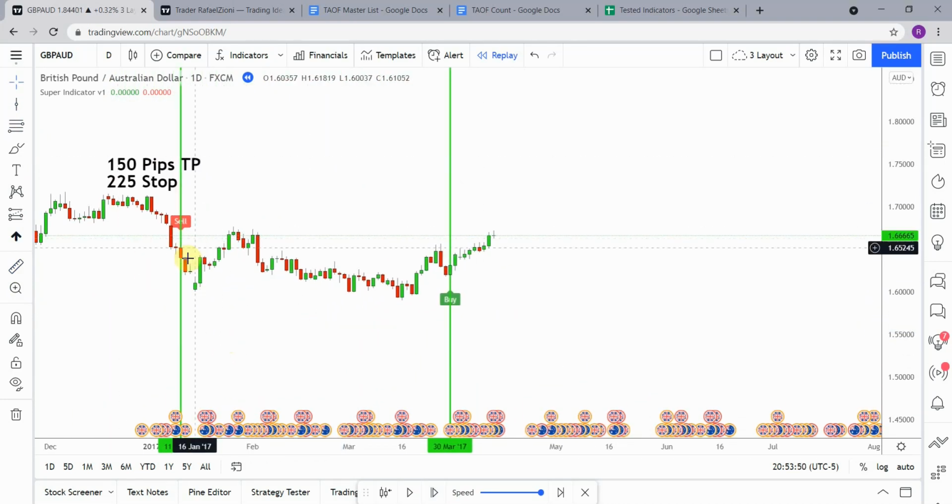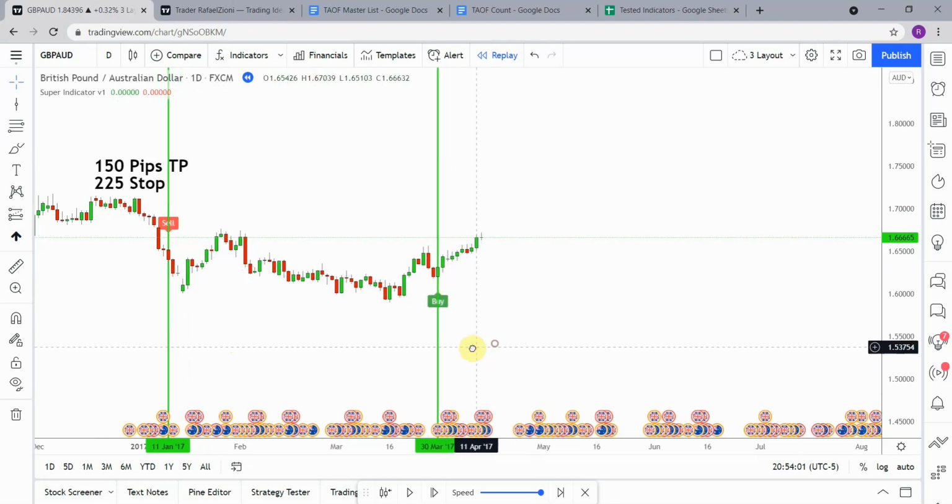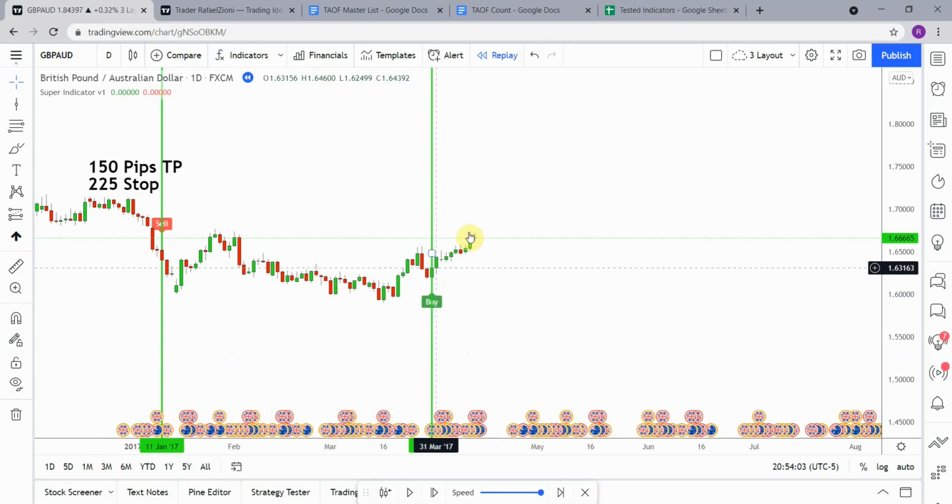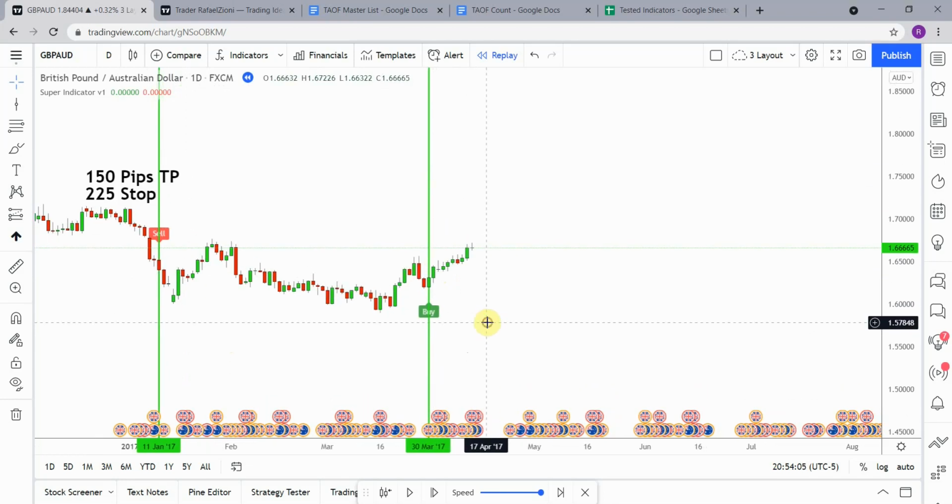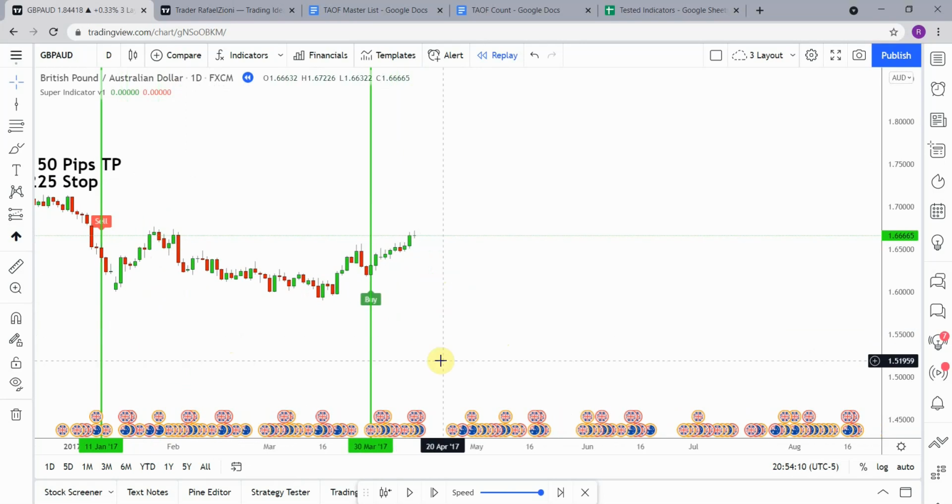Alright, so we picked up our first signal right here, a sell signal. You can see that price comes down pretty nicely right there, getting us to take profit. Over here on this side, we pick up a buy signal, and same kind of deal with this. You can see that price action pushes up rather nicely right there, also getting us to take profit. Let's go ahead and continue on.